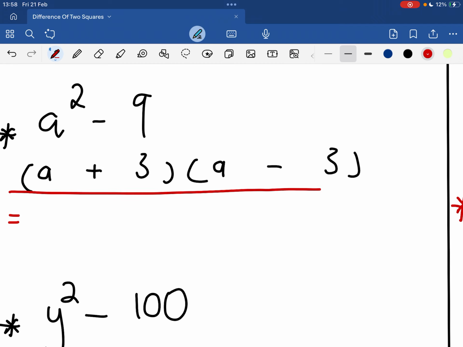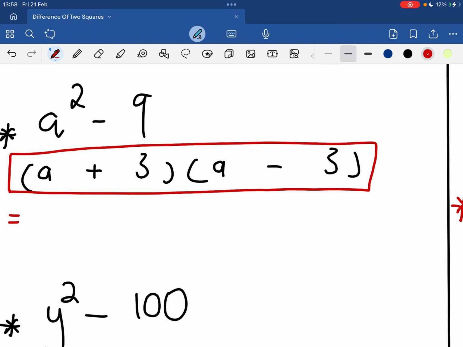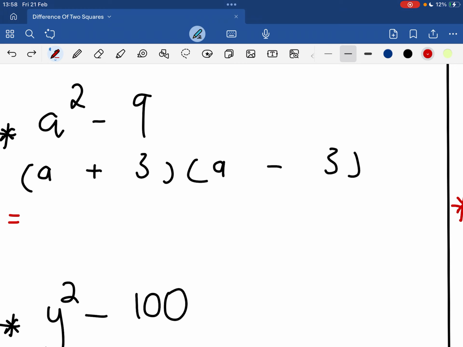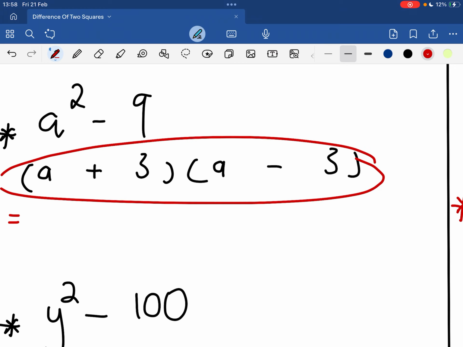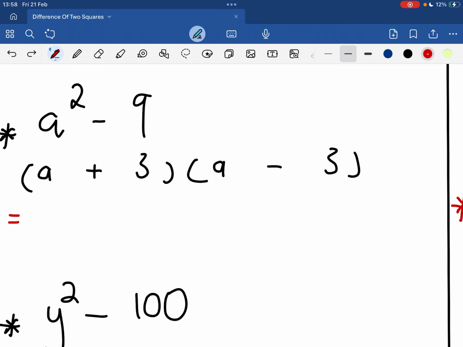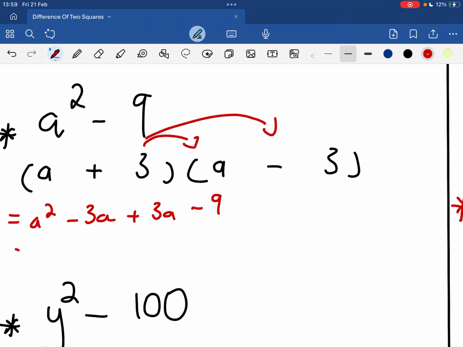We've spoken about how to multiply out binomials or how to simplify two binomials like this. If you struggle with it, I do have a video on it that you can watch. But let's try to simplify this, see if we get our question back, to see if we factorized correctly. A times a would be a squared. A times negative 3 would be negative 3a. 3 times a would be positive 3a. And 3 times negative 3 would be negative 9. See, minus 3a plus 3a is 0, and I'm left with a squared minus 9, which is what the question was. And so we know we factorized correctly.